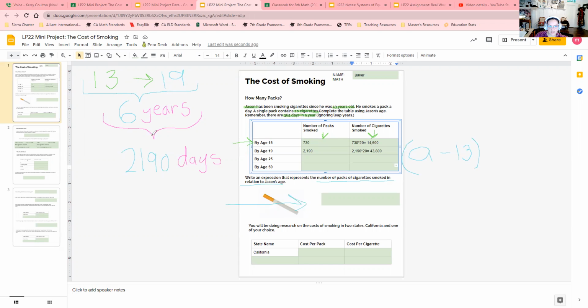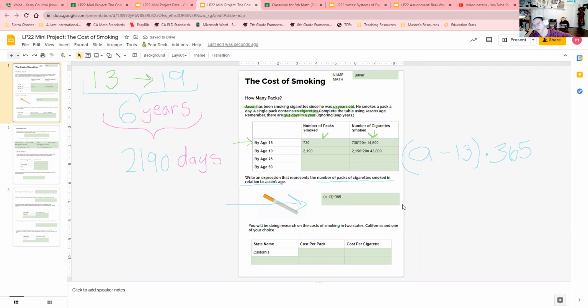Then, to figure out how many days that was, we multiplied by the 365 days that are in a single year. And boom, that's it. That is your expression here. So (A minus 13) times 365. There is our expression. Now we are going to be doing research on the costs of smoking in 2 different states.